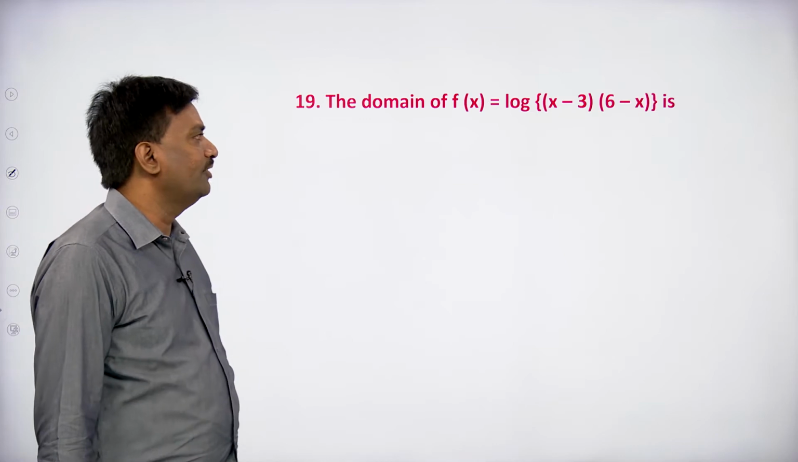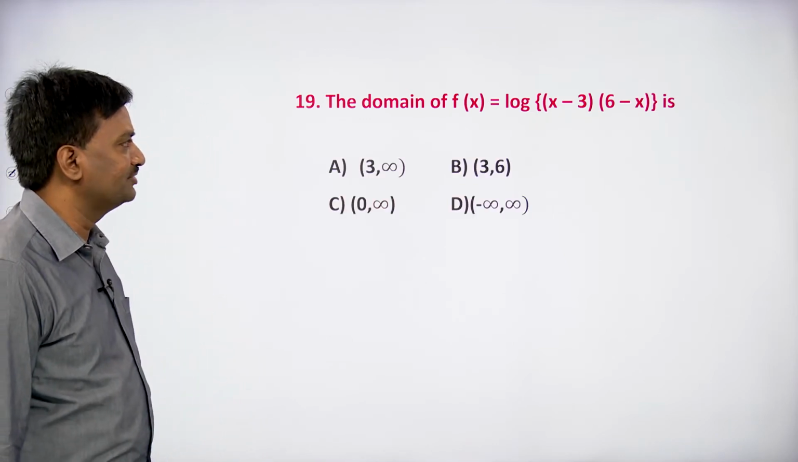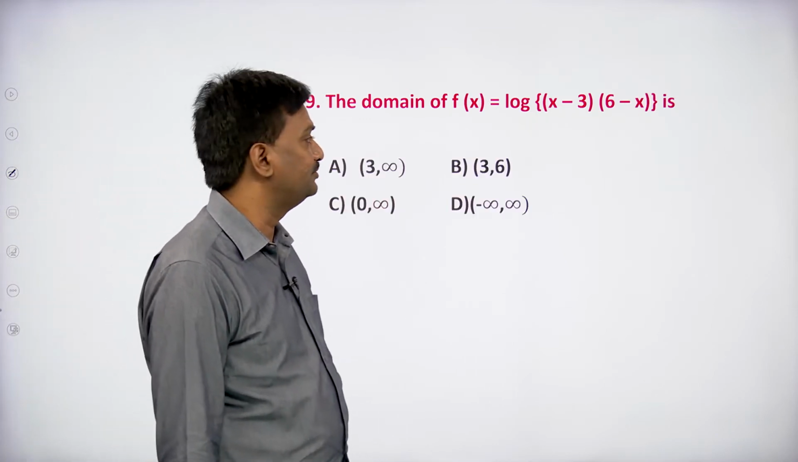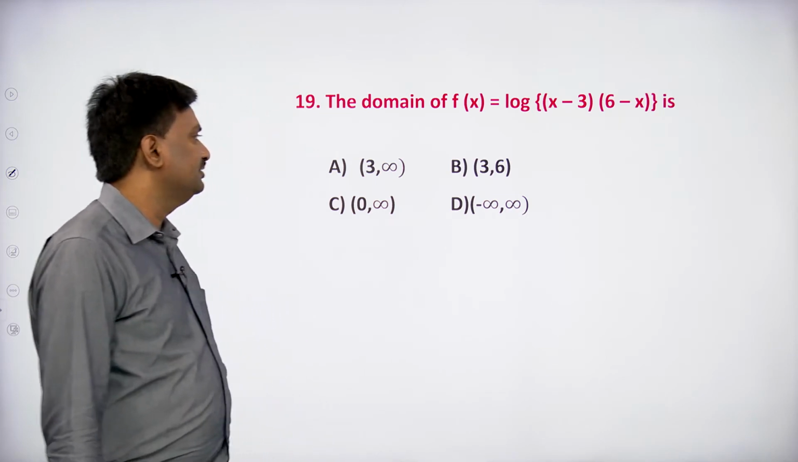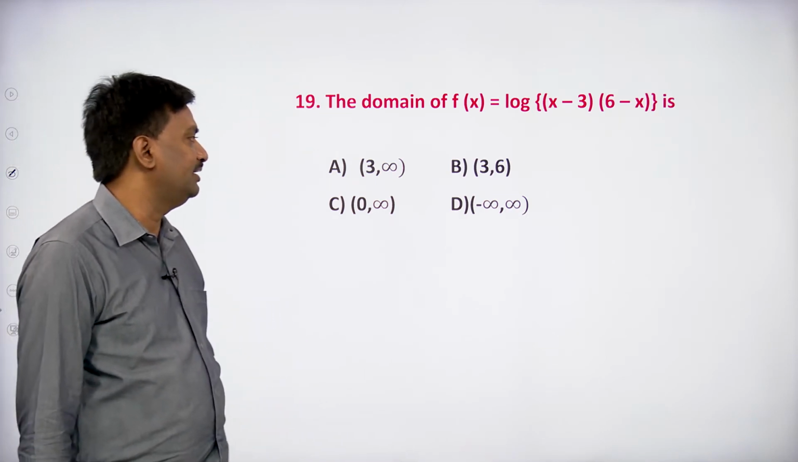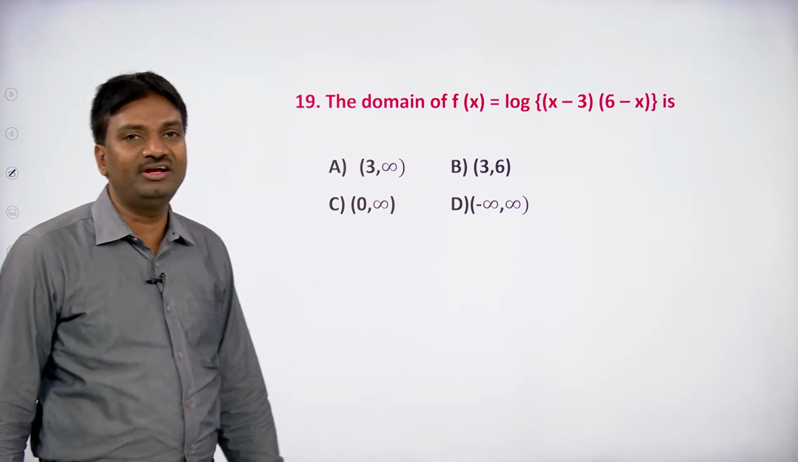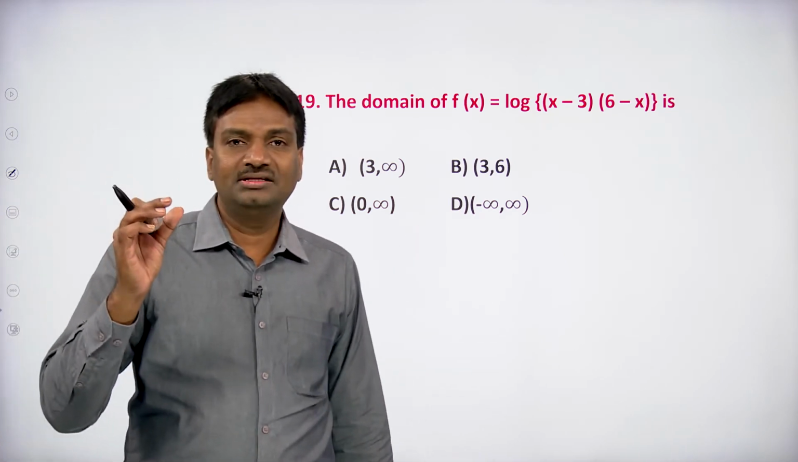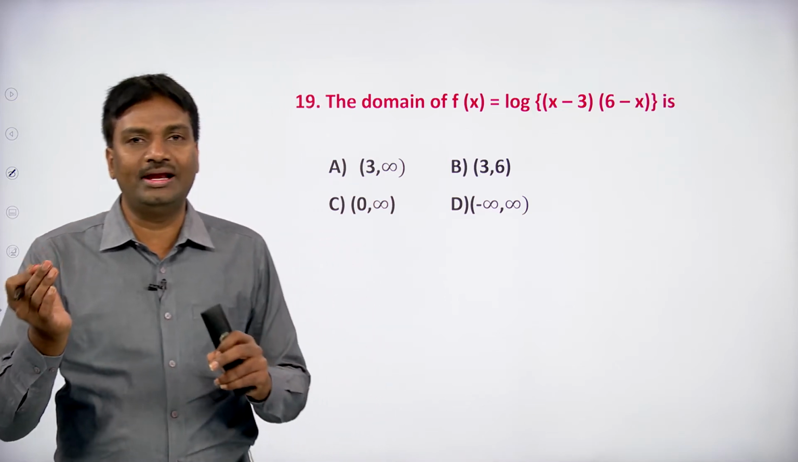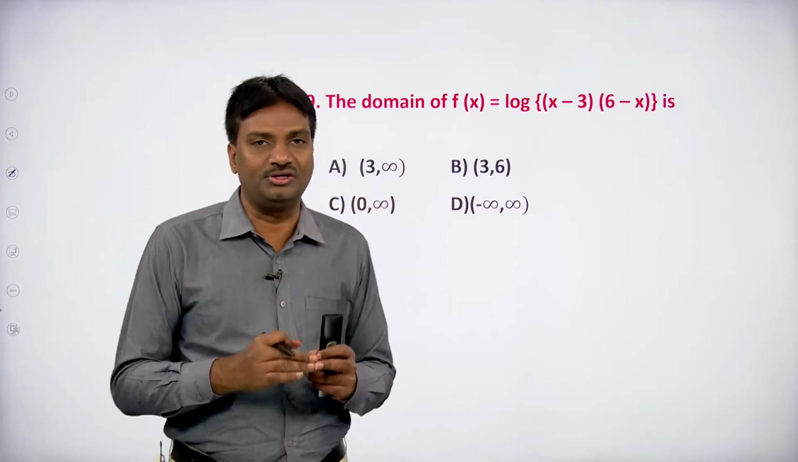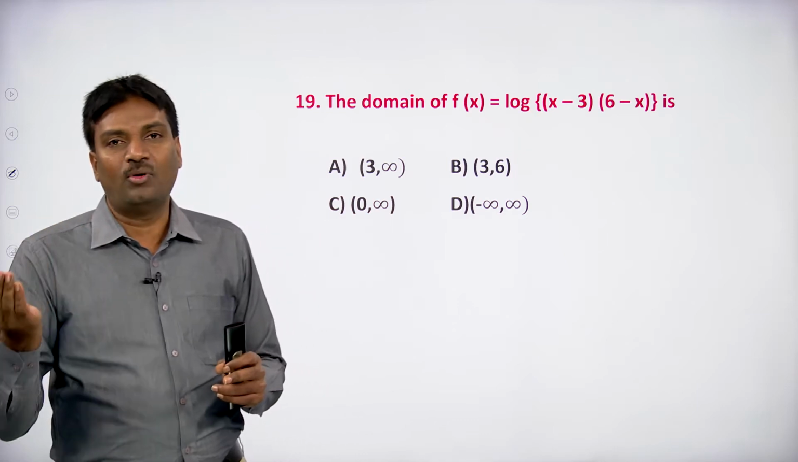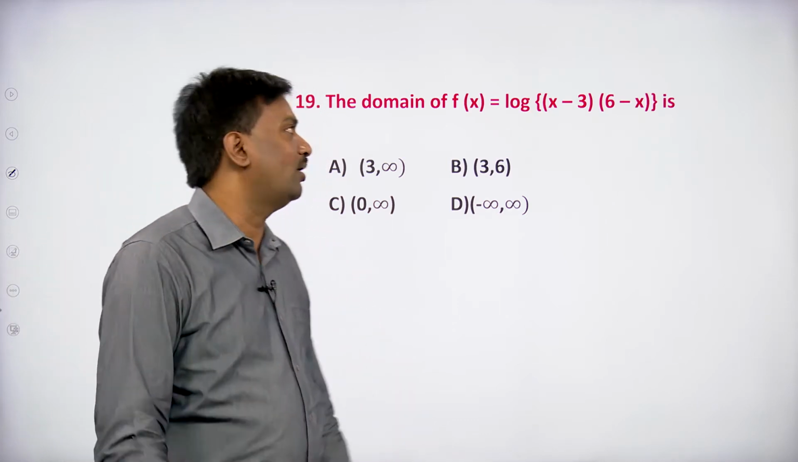These are functions of the chapter name. Here the domain of f of x equal to log of (x minus 3) into (6 minus x) is: options are A, 3 comma infinity; B, 3 comma 6; C, 0 comma infinity; and option D is minus infinity comma infinity. Minus infinity means all the negative real numbers, left side of 0. Plus infinity means positive real numbers, all the numbers right side of 0.